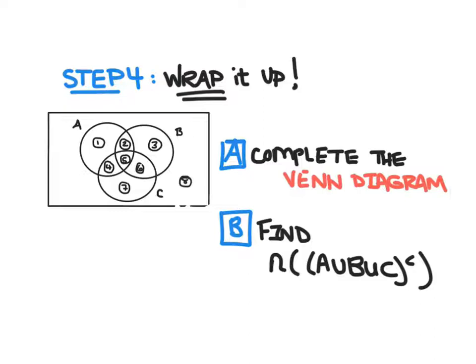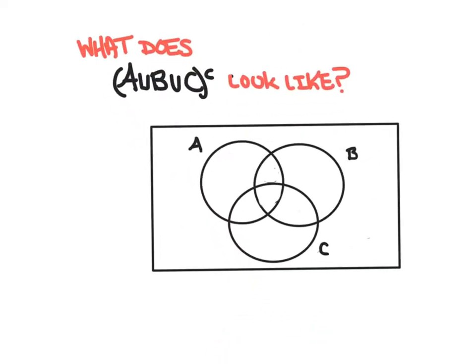All right, our final step is to wrap it up, and that involves looking back at what we were actually asked. We were asked to first complete the Venn diagram. Well, we found the values of 1 through 8, so we have successfully completed the Venn diagram. But we were also asked to find the number of elements in this set. And since we have a completed Venn diagram, that's a pretty easy question to answer, provided that we understand what this set looks like. So that's the only part of this problem that we have to finish. Let me zoom out here, and let's zoom in down on this Venn diagram to answer the question about what this set actually looks like.